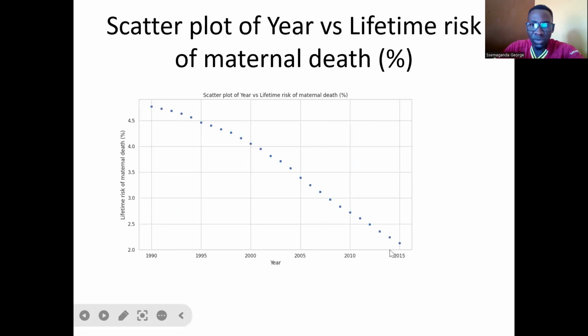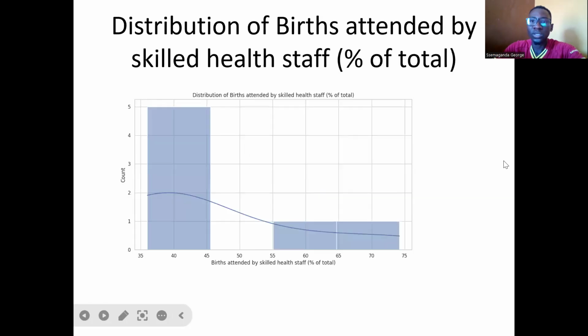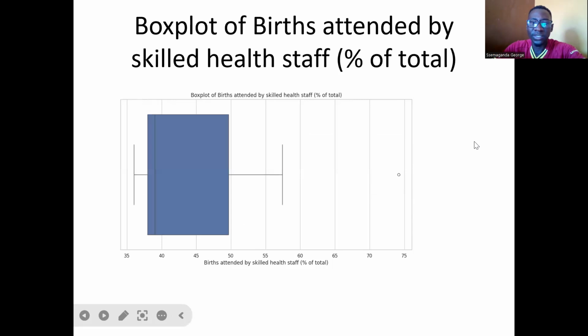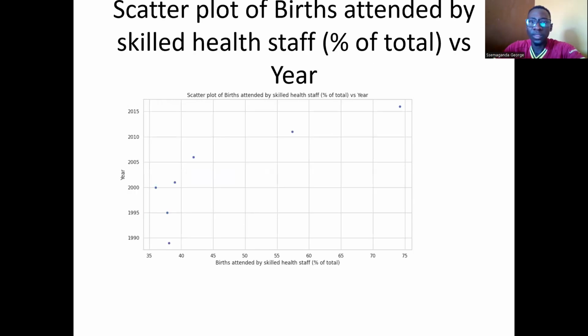Then I'll talk about this, which is again the lifetime risk of maternal death. We see from these statistics that between 1990 and 2015 there has been a gradual decrement in maternal death. So there is increased maternal health as time goes on. Basically, that is it. And this is just a normal distribution for staff, and then scatter plots for births attended by skilled health staff.